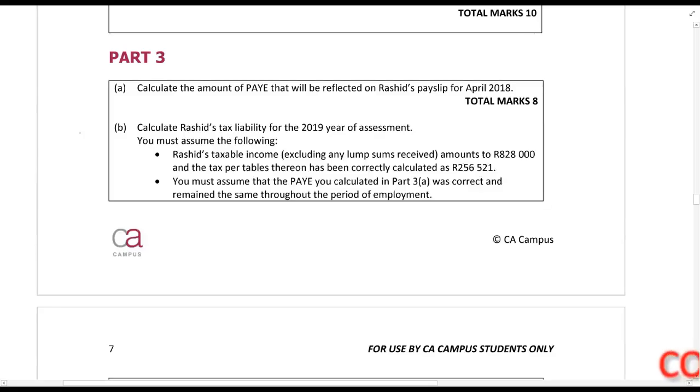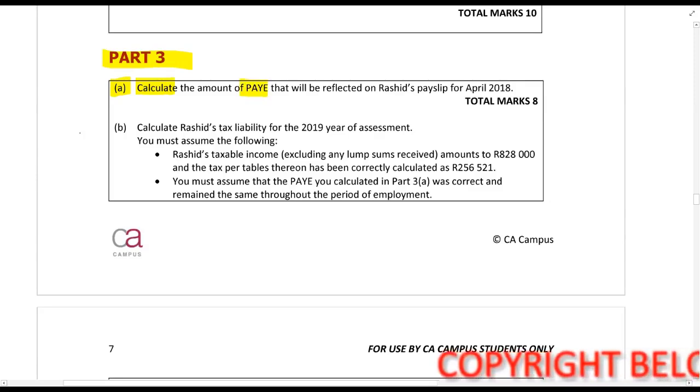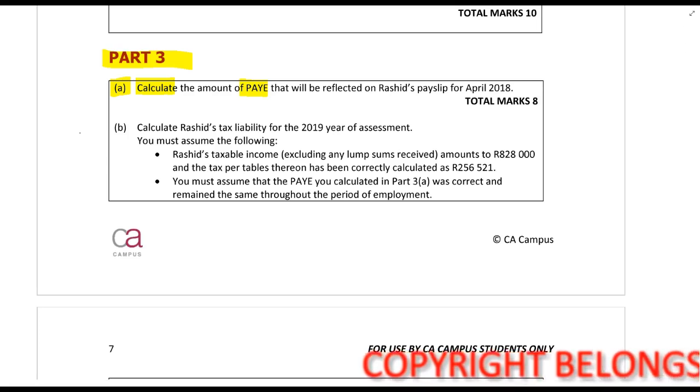Part 3 of the required. A. Calculate the amount of pay as you earn that will be reflected on Rashid's payslip for April 2018.